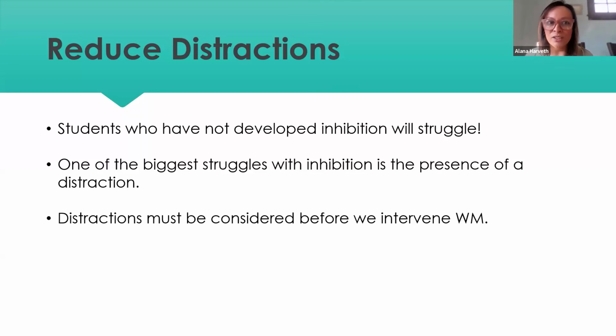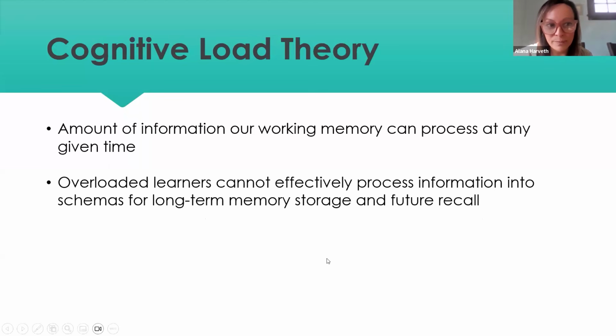So in order to reduce the distractions, you're going to have to move them to a different seat. That is really what we're trying to reduce. The biggest struggle with inhibition is the presence of a distraction, so we're trying to reduce distractions as much as possible. Those are some of the strategies that we can use for that part.